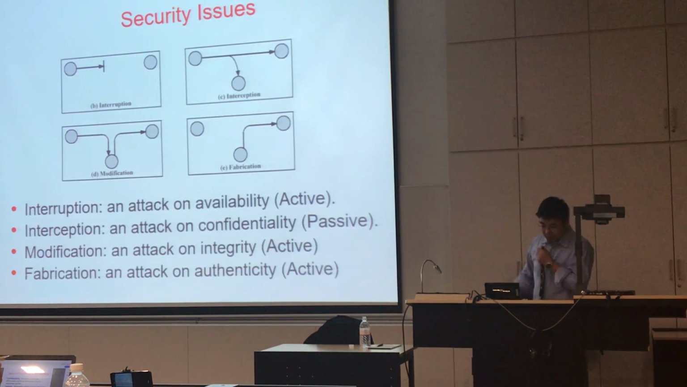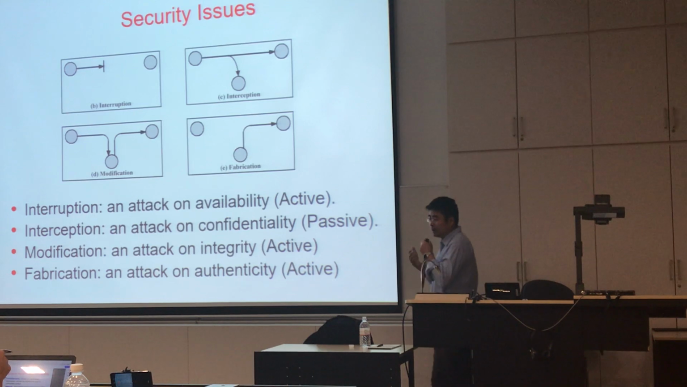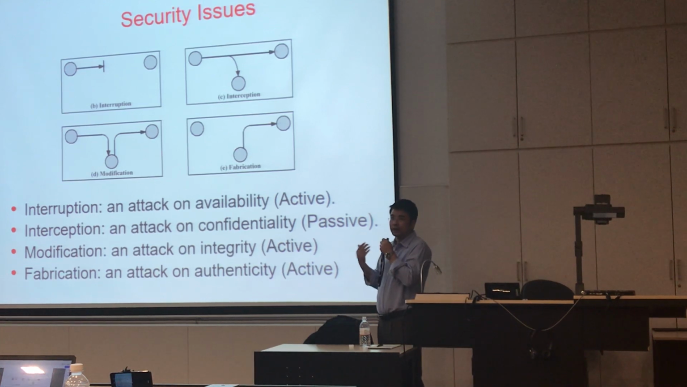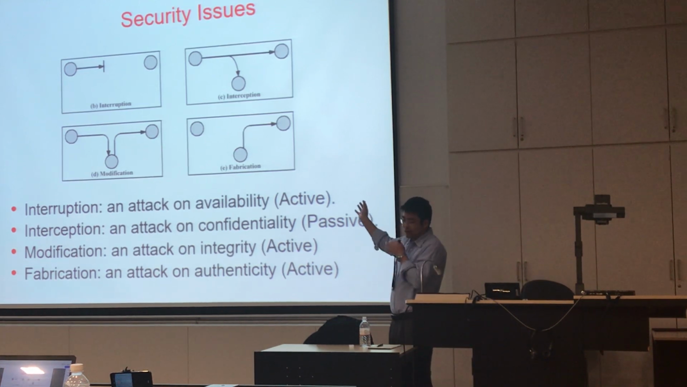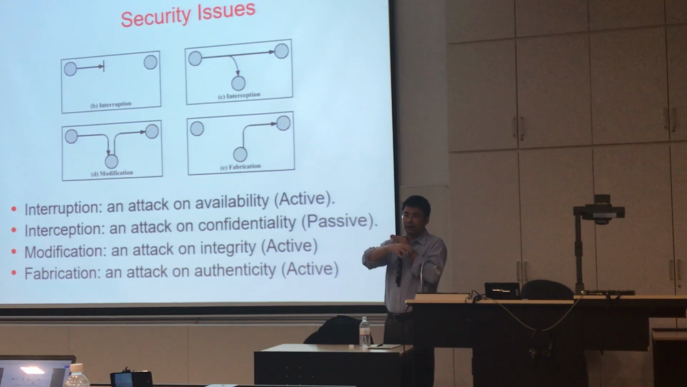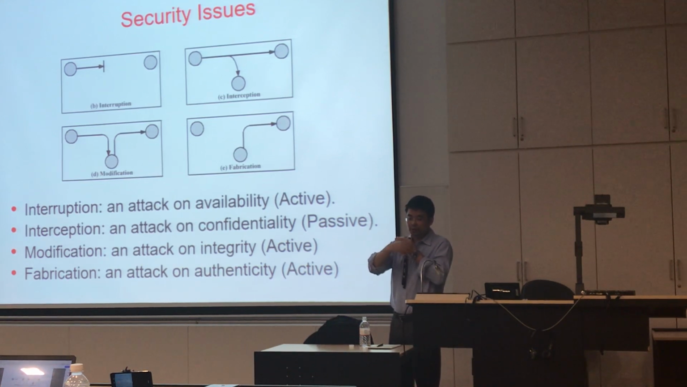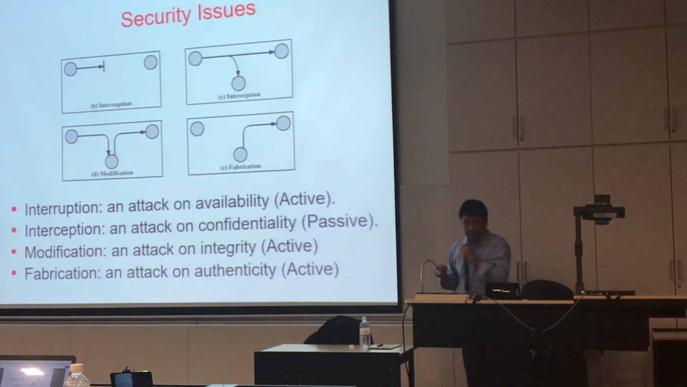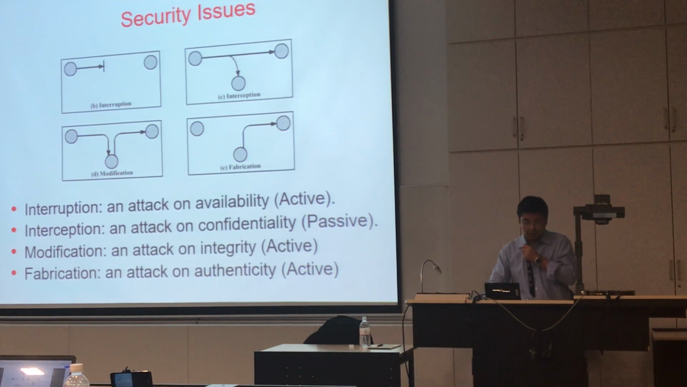All right. Corresponding to those security requirements, we can look at the attacks. The requirements can be mapped to the attacks we want to prevent. Because we have such kinds of attacks, we want to prevent these attacks and achieve those security goals. So, some basic attacks. First is interruption.